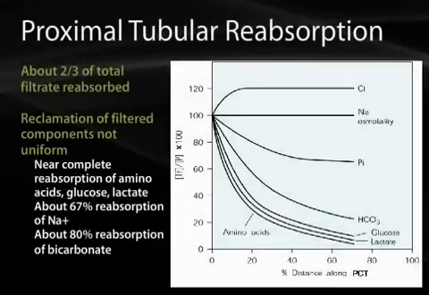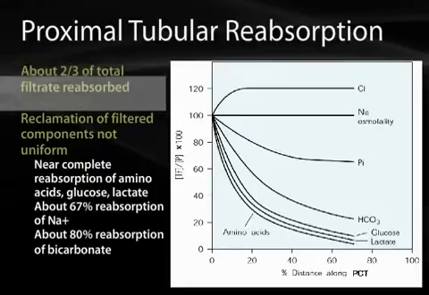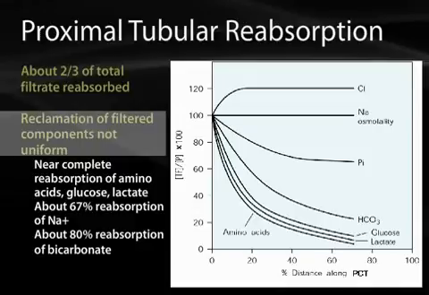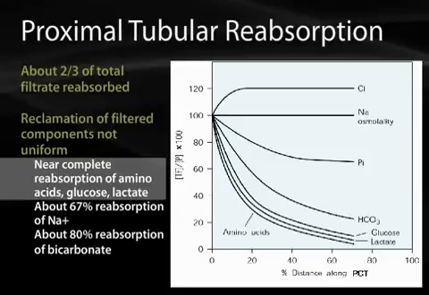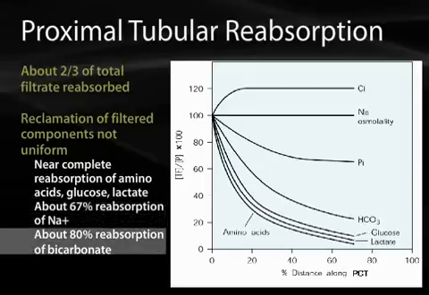The diagram shown here is similar to one you will be asked on your Step exam, so let's walk through it. As we said, about 2/3 of the total filtrate is reabsorbed in the proximal tubule. However, reclamation of filtered components is not uniform. Substances such as amino acids, glucose, lactate are almost completely reabsorbed, while approximately 2/3 of sodium is reabsorbed in an isoosmotic fashion. Finally, bicarbonate is primarily reabsorbed in the proximal tubule.